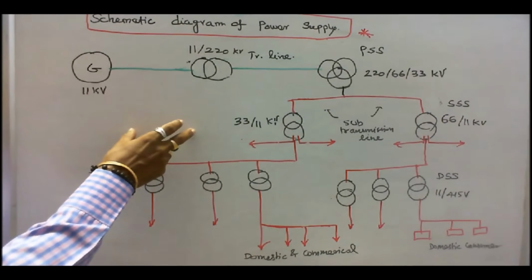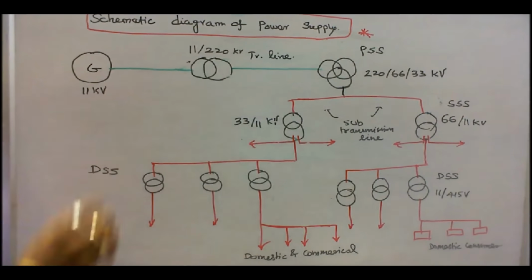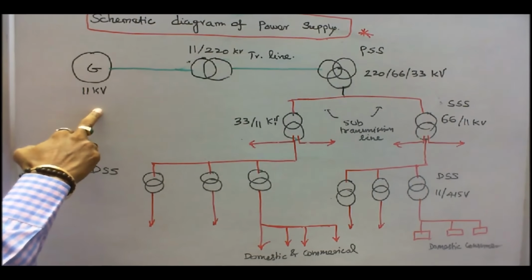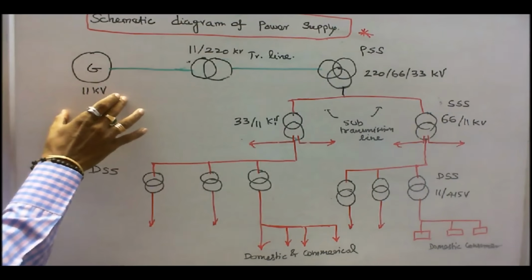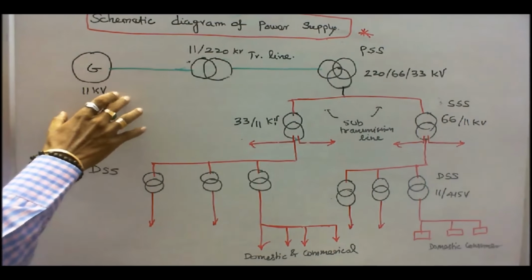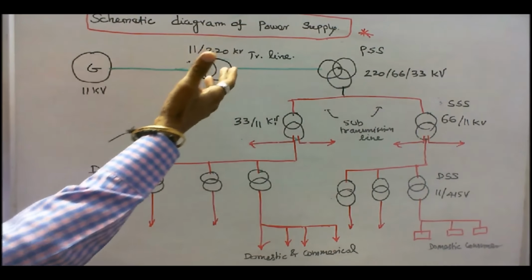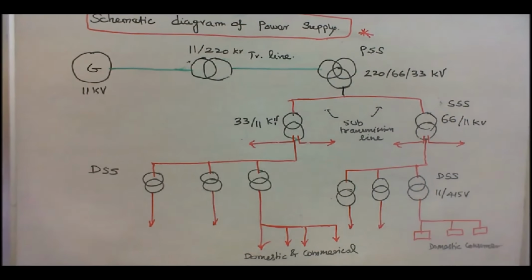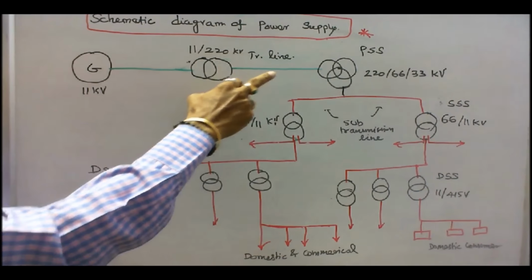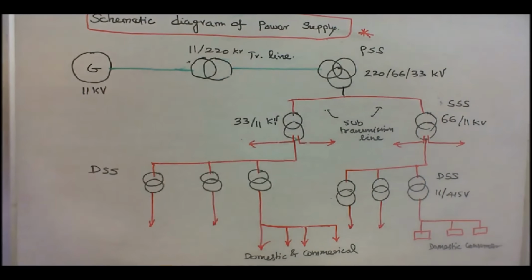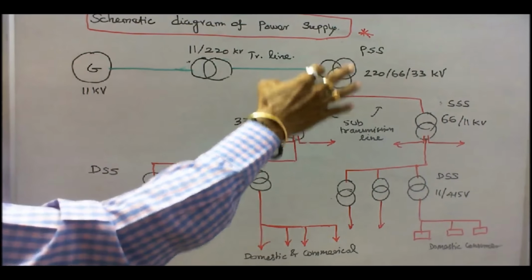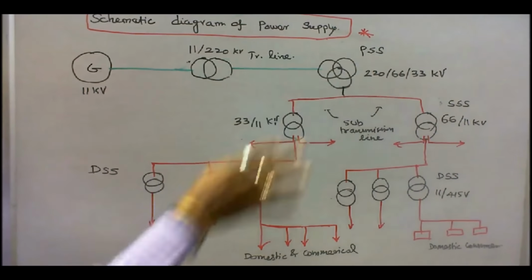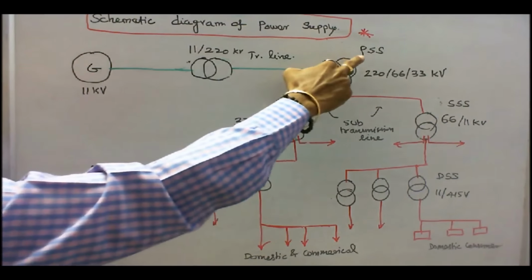This is a simple schematic diagram of power supply. In India, we are generating 11,000 volts or 11 kV. That 11 kV is stepped up to 220 kV for reducing the transmission loss. The 220 kV line is fed to the primary substation. There they step down the voltage to 110 kV or 66 kV or 33 kV. This is called the primary substation.